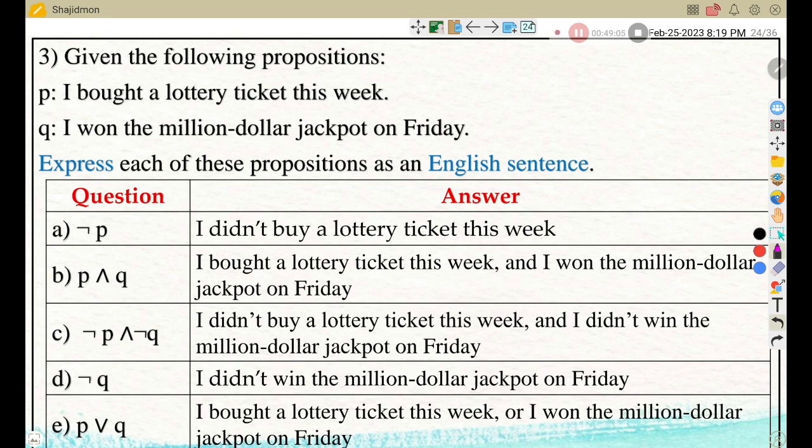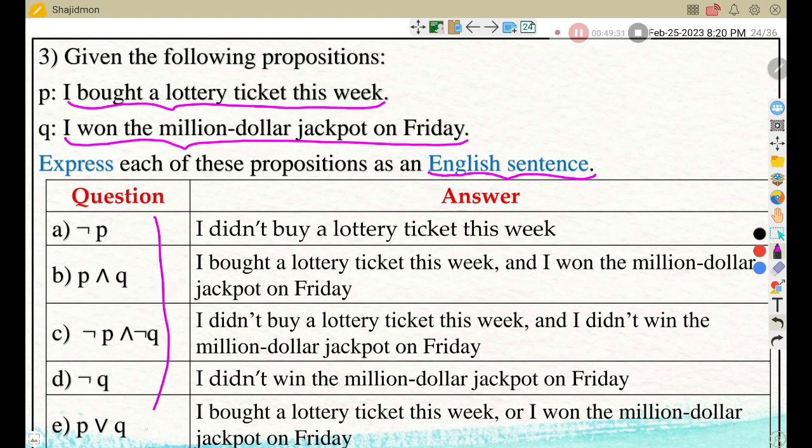Given the following propositions. P: I bought a lottery ticket in this week. This is the P statement. Q: I won the $1 million jackpot on Friday. That is the Q statement. Now what is the question actually? Express each of these propositions as an English sentence. We need to write in English.